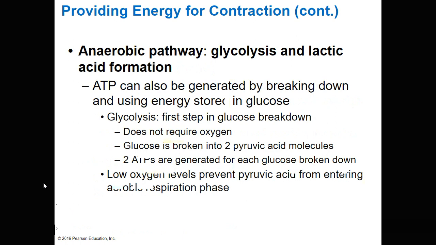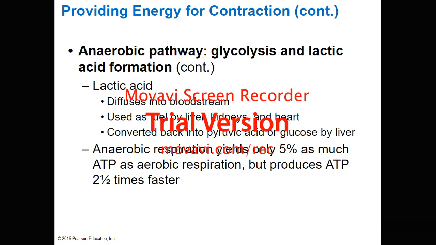All right, so then that lactic acid can diffuse into the bloodstream. It can be used as fuel in the liver, kidneys, and heart, and it can be converted back to pyruvate or glucose by the liver. Okay. So anaerobic respiration yields only about 5% of the ATP as aerobic respiration, but it does it faster. It does it 2.5 times faster. Okay.